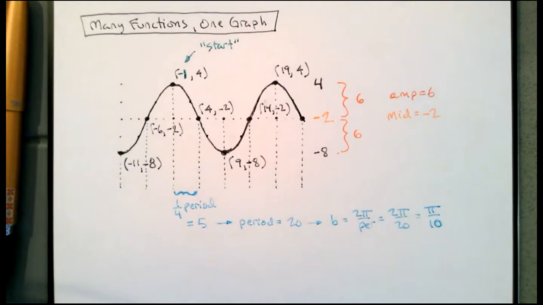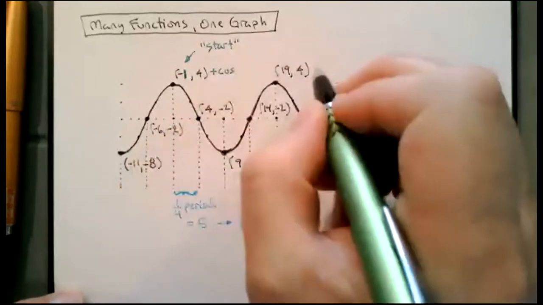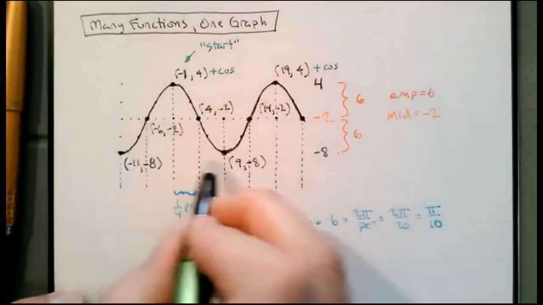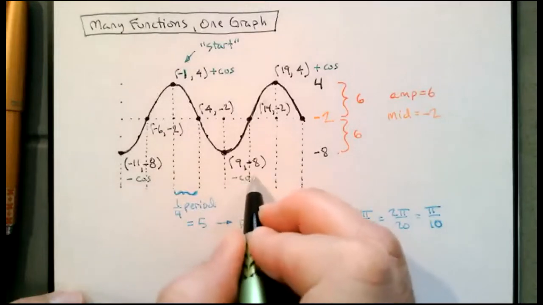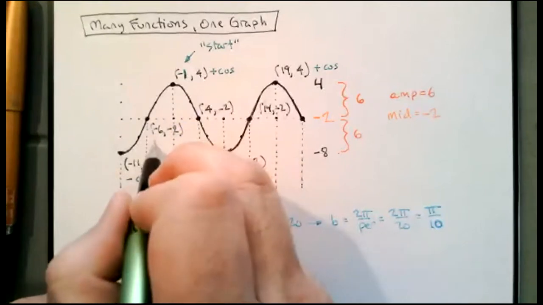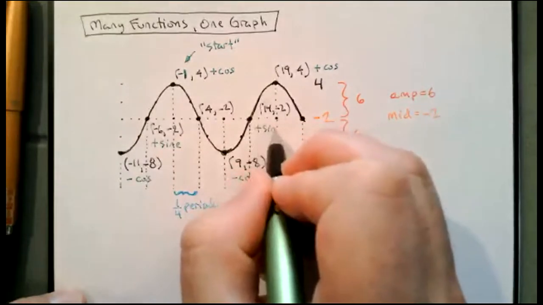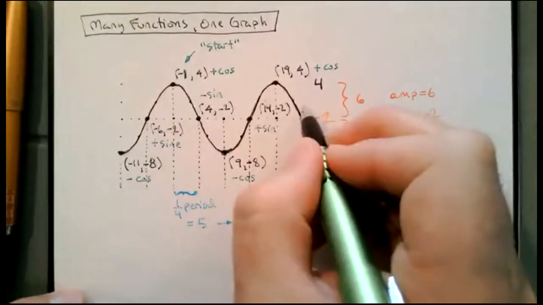Now I just need to pick a start. Anything that starts at the top is going to be a positive cosine. So here we'll use positive cosine. At 19.4, we'll use positive cosine. At -11, -8, these are at the bottom, so I'd use a negative cosine if I chose those points as the start. At the points where we have the middle going up, that's going to be a positive sine. The middle going down is a negative sine.